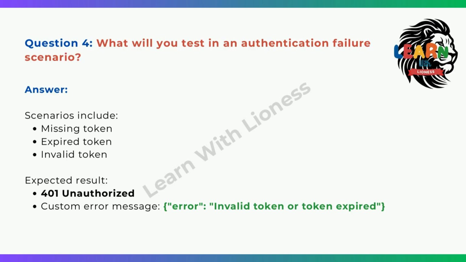Question 4. What will you test in an authentication failure scenario? Answer. Scenarios include missing token, expired token, invalid token. Expected result: 401 Unauthorized. Custom error message, error: invalid token, or token expired.